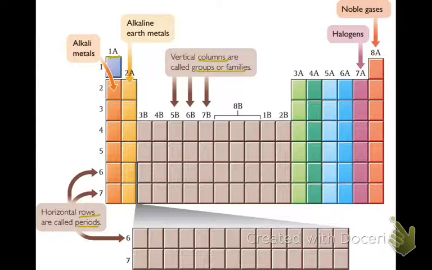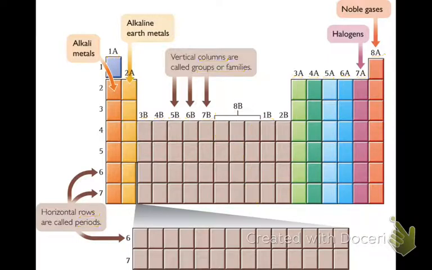So group 1 is 1A, group 2 is 2A, group 13 is 3A, 14 is 4A, 15 is 5A, 16 is 6A, 17 is 7A, and 18 is 8A. If we come down here to the transition elements, the middle area, 3B was group 3. So then we have 4B, 5B, 6B, 7B. 8B is a little weird. It actually encompasses all three of these groups, so make sure that you have all of them in there as well. Then it starts to number it as 1B for group 11 and 2B for group 12. Right, so make sure those are listed.